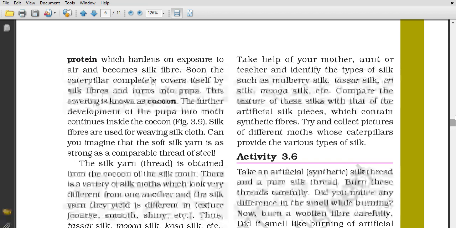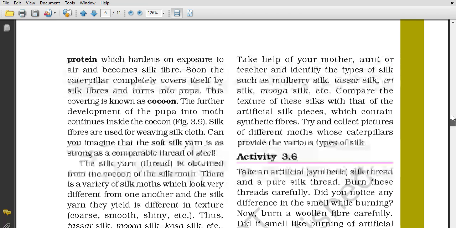There are many types of silk such as mulberry silk, tassar silk, eri silk, muga silk, etc. You can write this in your notebook because they are necessary and are important. They can come in your exam.